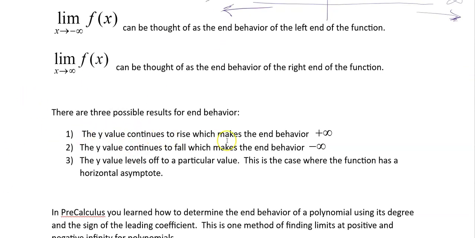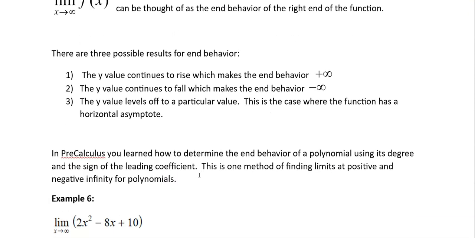The y value could continue to rise from the end behavior and you get positive infinity as x goes to infinity. Or negative infinity, the y value could continue to fall in the direction you're looking, which makes the end behavior negative infinity, or the y value can be leveled off to a particular value. We call this a horizontal asymptote. That value could be 0 or some other number.